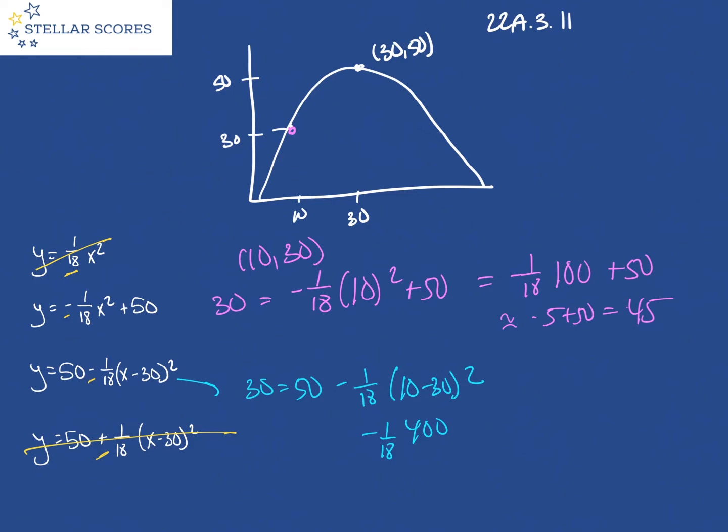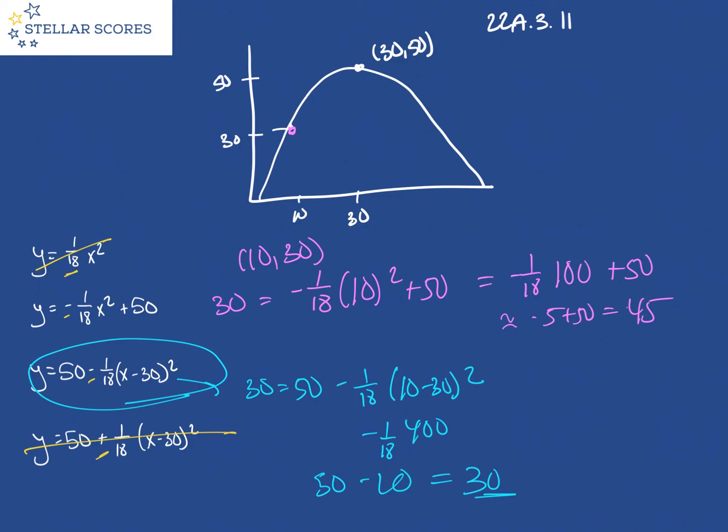And so then with zero left over, so it's 20. So 400 divided by 20 is 20. So that's going to be 50 minus 20. And that is equal to 30. That's a closer match, so this is going to be the right equation.